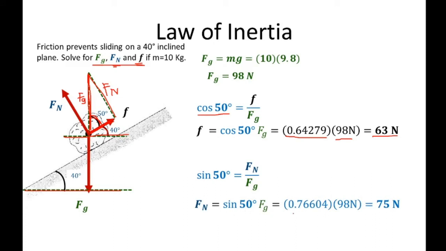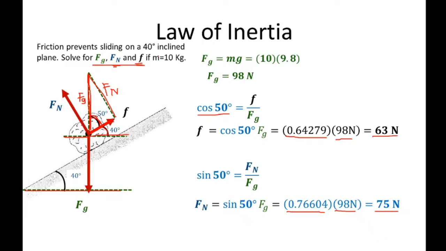And this one here is the value of your sine 50 and the value of Fg, which is 98. So the normal force is around 75 Newton. Again, it's still less than the value of Fg. Or if you look at the drawing, Fg is longer than Fn.